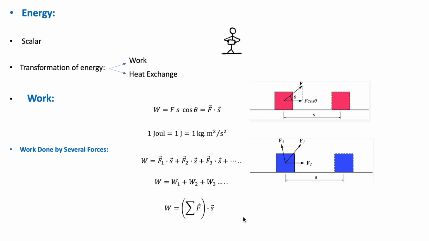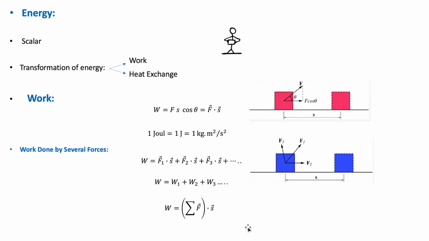And the SI unit of work is the joule. 1 joule is equal to 1 newton times 1 meter. So it's equal to kilogram times meter squared over second squared. And note here that energy and work have the same units.